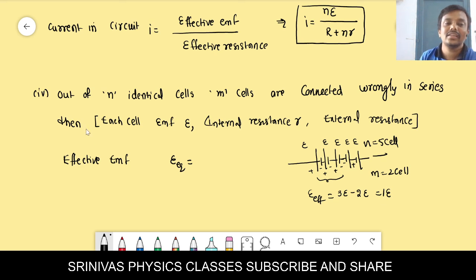In this question, n cells are there, out of that m cells wrongly connected, then how many are rightly connected? There are 5 cells, out of which 2 cells are wrongly connected, so how many are rightly connected? Here 3 cells rightly connected. In the generalized formula, out of n cells, m cells are wrongly connected. That means how many are rightly connected? n minus m. Is it right? 5 minus 2 are rightly connected. Is it correct? n minus m rightly connected, right? Not understood.